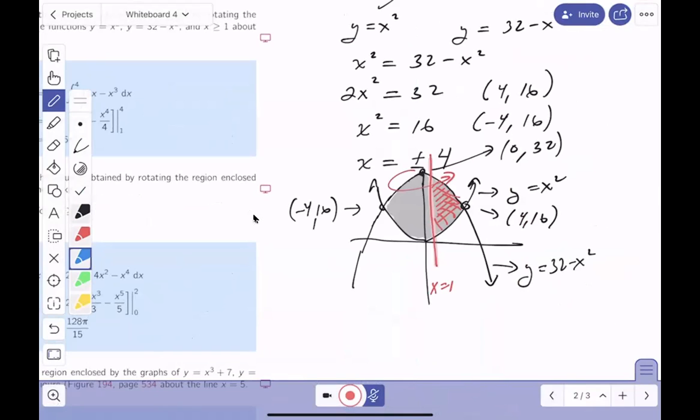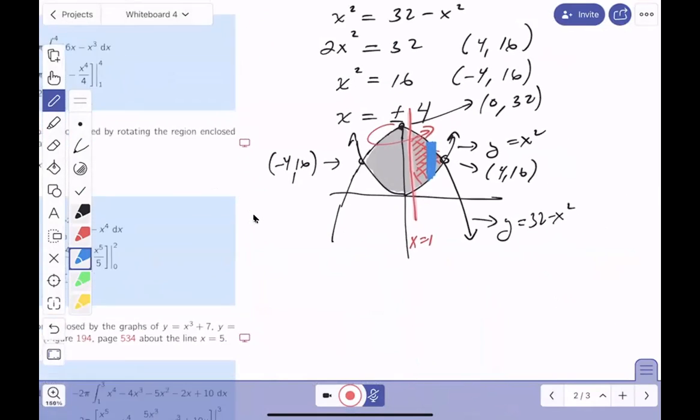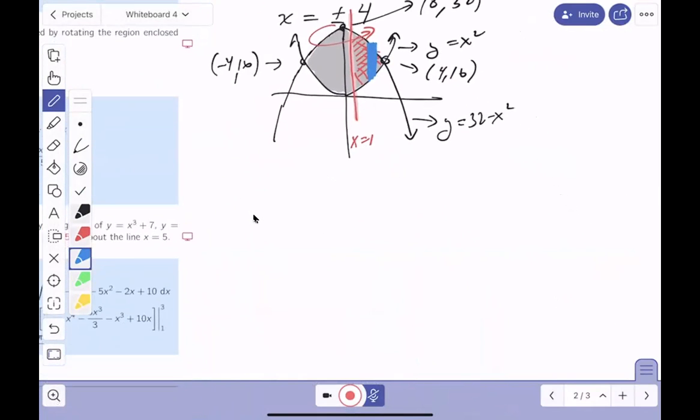Well, I'm going to do the same thing. I'm going to draw my representative section over here. I'm going to rotate that. And I'm kind of ready to write it down. And I really mean that. And I'm going to write down, first thing I write down is the differential. So I'm going to do the volume. And the differential is dx.